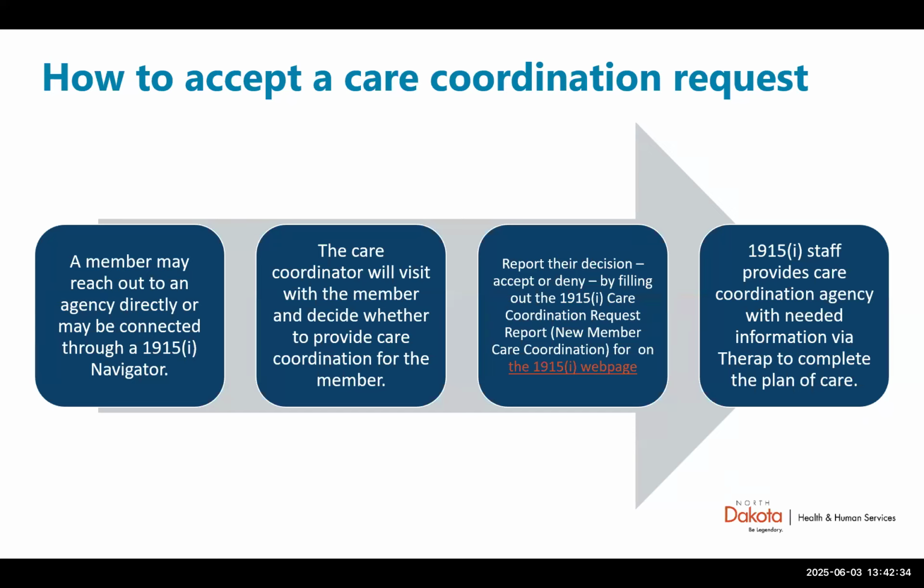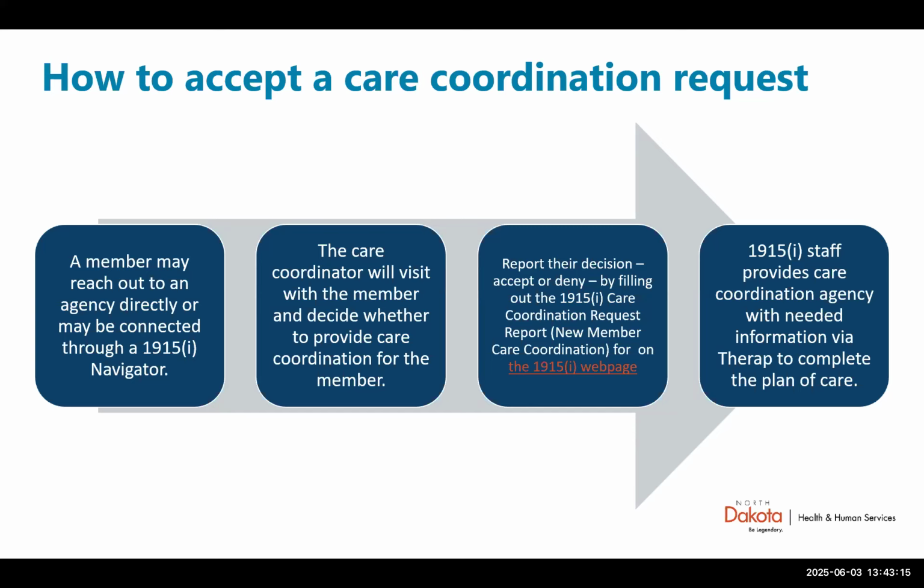Once that happens, the care coordinator will visit with the 1915 I member to see if they can provide the services, because some of our service agencies are more specifically fine-tuned for certain populations. So it's making sure that there's the right fit as well. Once the agency has confirmed, yep, this is a good fit, we're good to go, let's rock and roll, they fill out what's known as a care coordination request report form, and this is a fillable form on our 1915 I webpage. What that does is that notifies the 1915 I administrative staff that this member has picked said agency.